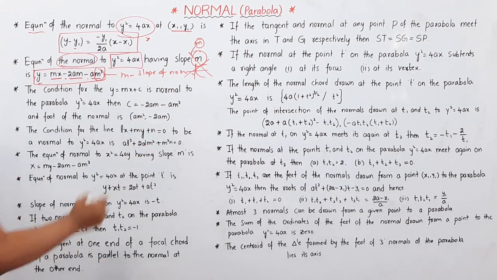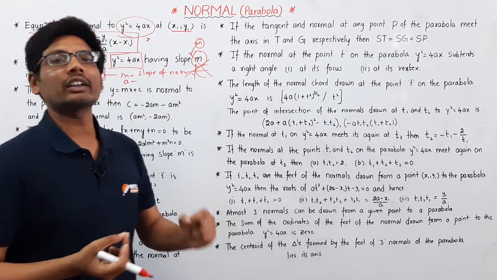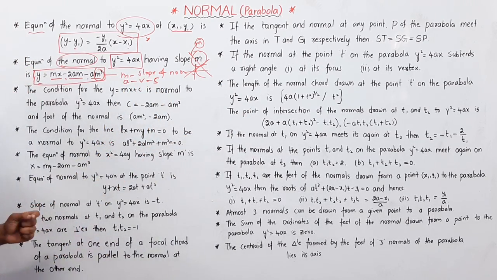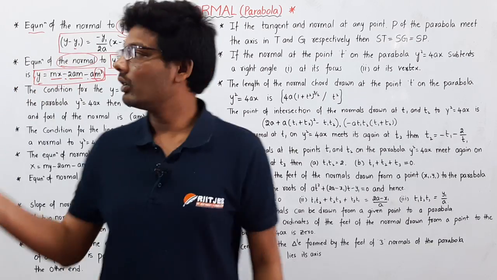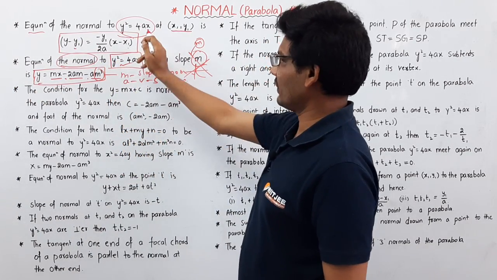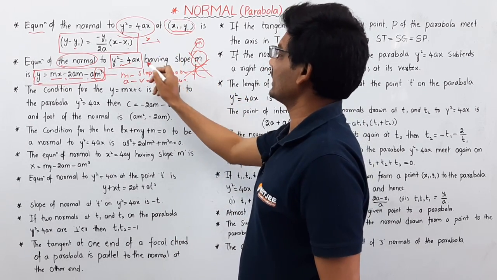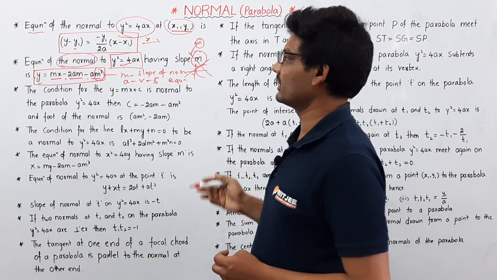where m is the slope of the normal, and a is the distance between vertex and focus. This is called a. If you substitute a and m values in the expression y is equal to mx minus 2am minus am cube, then we will get the equation of normal when slope and parabola equation are given. This is for slope, and the earlier one is for point, with the parabola given for the normal equation. This is the expression to find the equation of a normal. This is all about the second part.